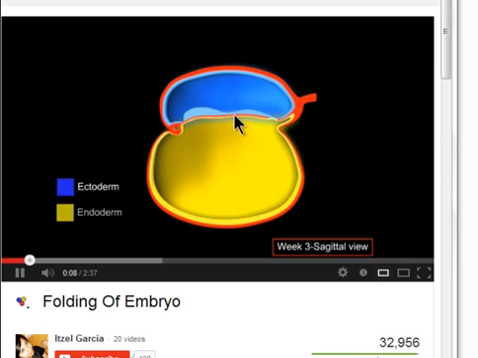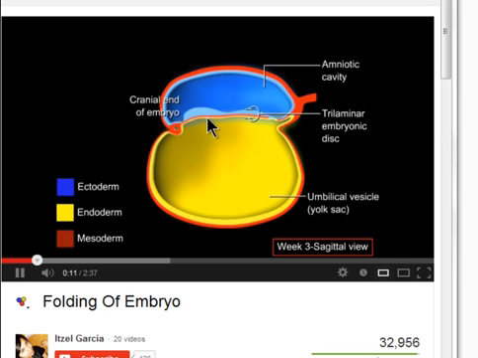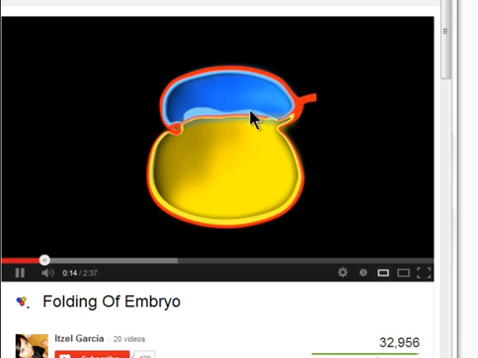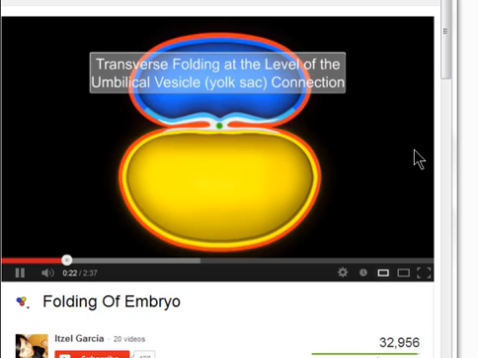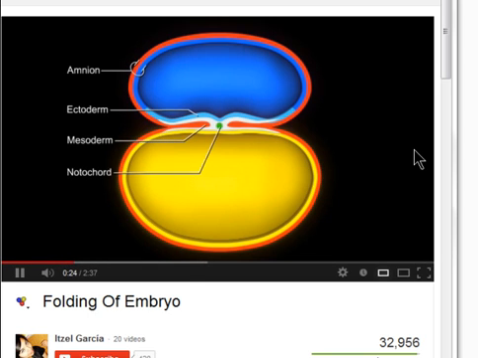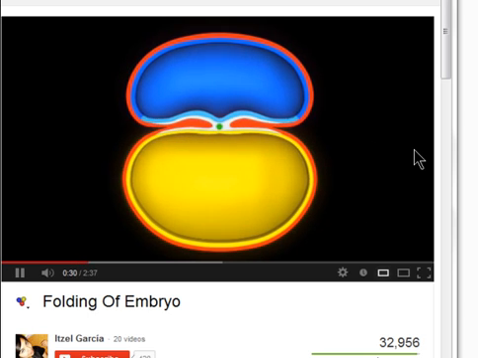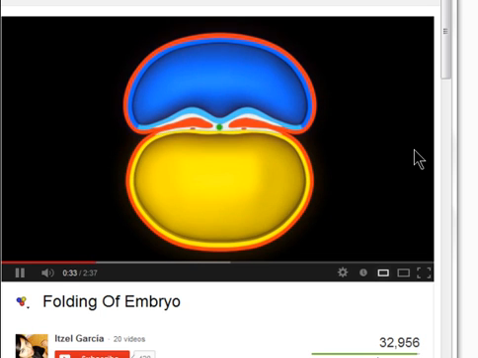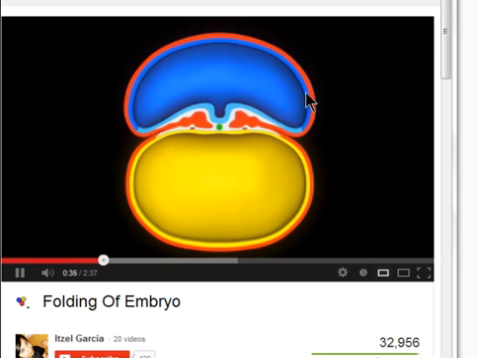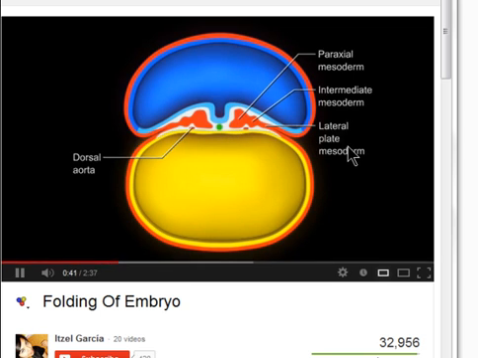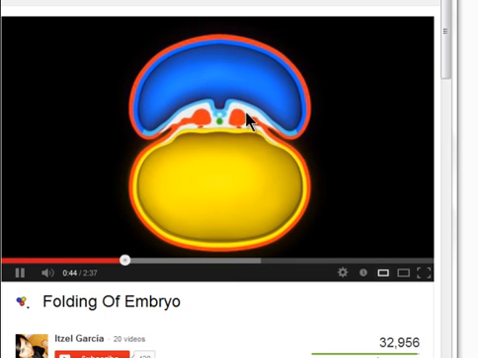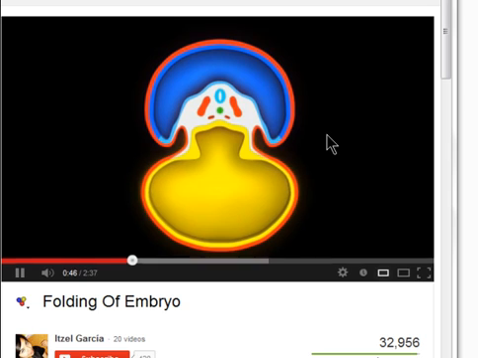So this is the slipper-shaped embryo, the three germ layers. And now it's just showing you how it's going to fold. So they're taking a section here. So look at this, it's a flat embryo here. This is where the neural tube forms. And right here is where you have what's called neural crest cells.